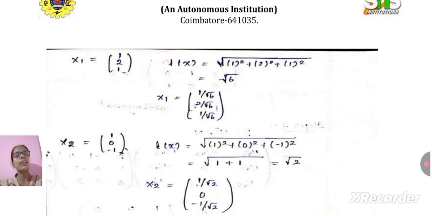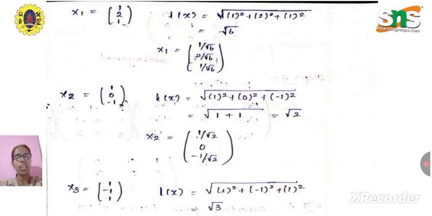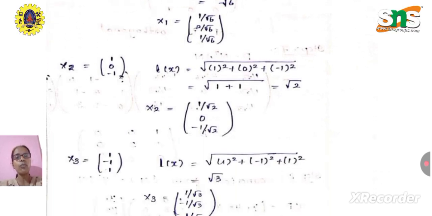So, first element is 1 square, second element is 2 square, third element is 1 square. Find the root, which is root 6. Then finally I want to divide each element by that L, which is 1 by root 6, 2 by root 6, 1 by root 6 for the first eigenvector. In a similar way I want to find for the remaining two cases. So x2 equal to 1, 0, -1, we get the form 1 by root 2, 0, -1 by root 2.